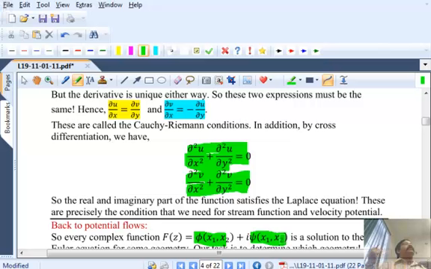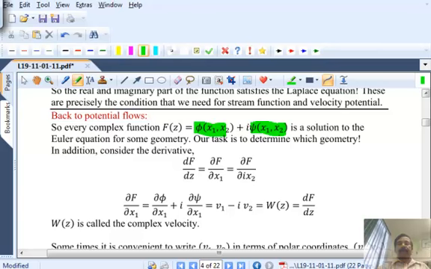You can take a complex variable function, and it is going to be a solution to some potential flow problem because it will satisfy all the sets of conditions: the continuity equation, the Euler equation, and the Cauchy-Riemann condition. That is the connection between complex variables and potential flow. Any questions on that?